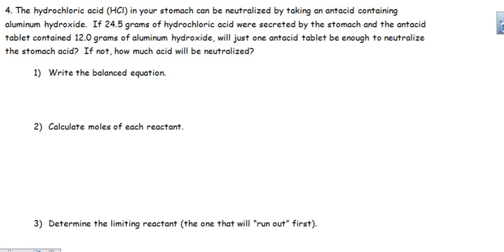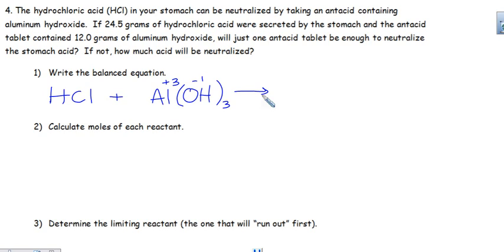Those are my two reactants. The stomach acid is the HCl, reacting with the antacid tablet containing aluminum hydroxide. Aluminum is plus 3 and hydroxide is minus 1, so it's only 3 hydroxides. Neutralize just means to react completely together, as completely as possible.